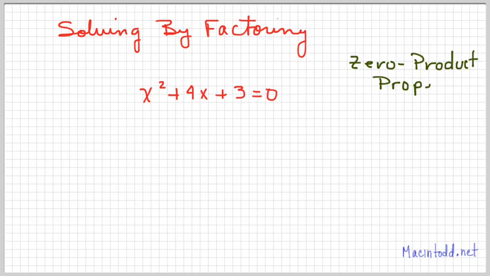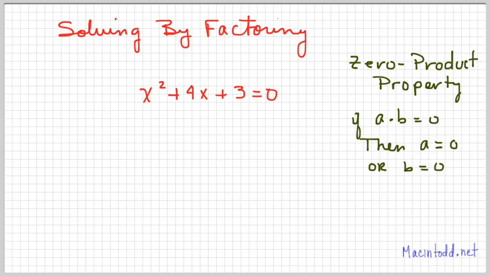Okay? And the zero product property basically says that if A times B equals 0, then A equals 0, or B equals 0. And that obviously makes sense. If you multiply two things and get 0 for an answer, one of those factors, either A or B, better be 0. Otherwise, nothing else multiplies to give you 0. So here's how we exploit that property of numbers.